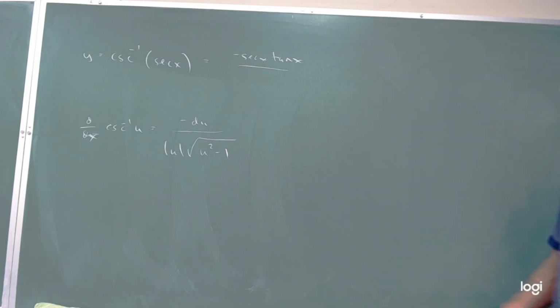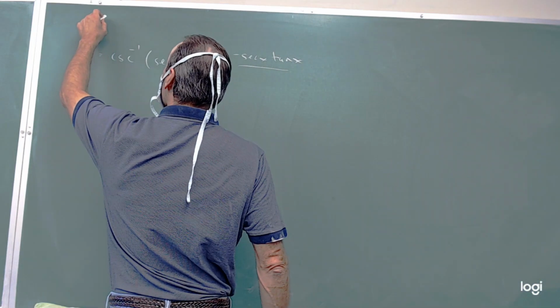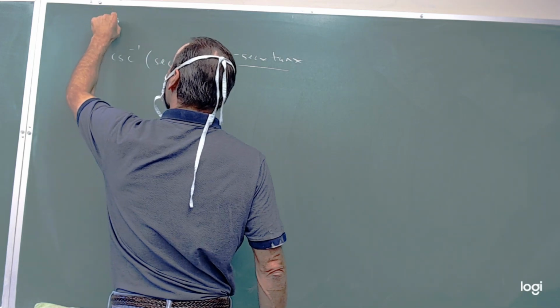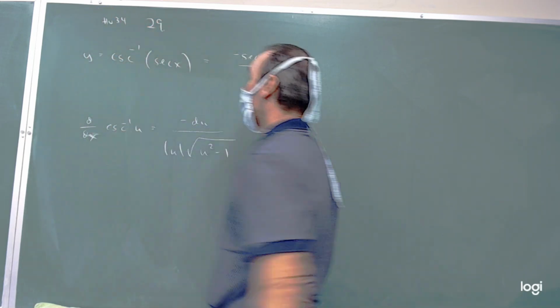So we're going over, what number was this again, Grace? Homework... Oh, and it's number 29. 29. Okay. So this is 29 from homework 34.